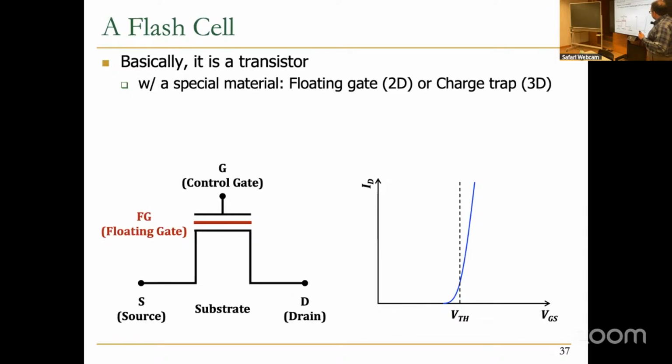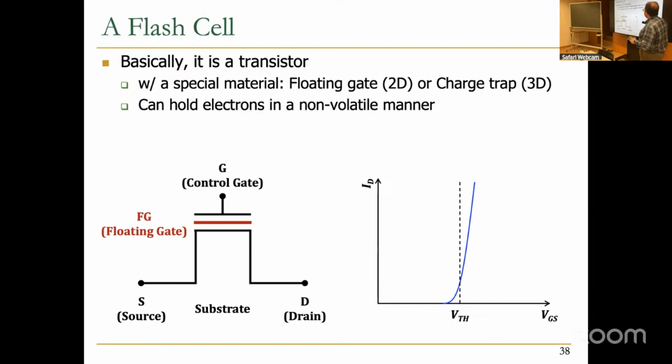But for a flash cell, the difference is that we have a floating gate for 2D flash technology. For 3D, they call it charge trap. It is actually different, but overall they are the same at the high level. So here I'm showing the 2D floating gate. The important characteristic of the floating gate is that it can hold electrons in a non-volatile manner.